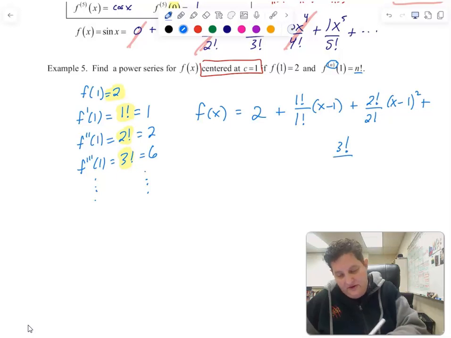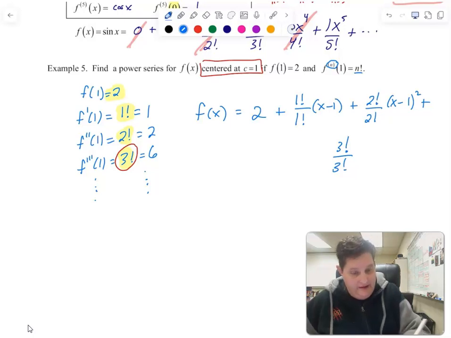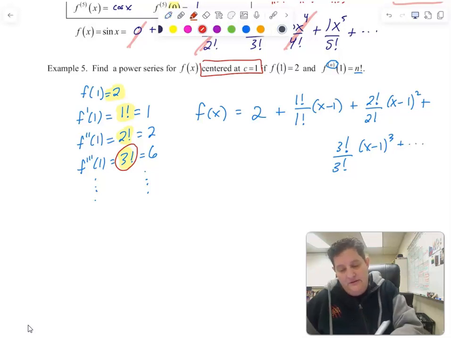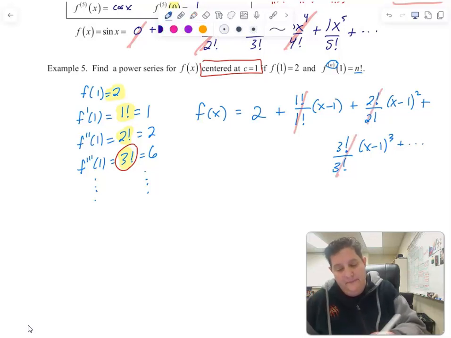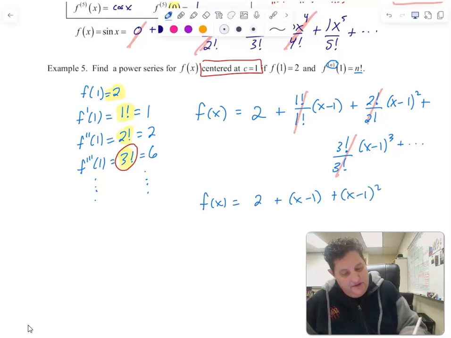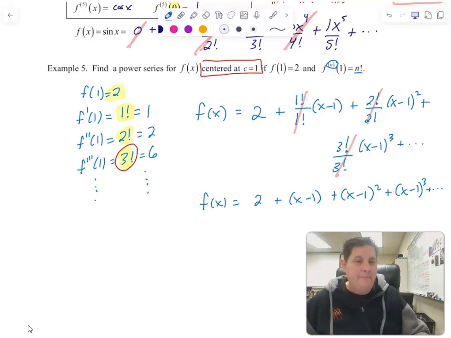And then it's 3 factorial over 3 factorial, and then x minus 1 to the third. And what you're going to notice, at least on this one, is that the 1 factorials, 2 factorials, 3 factorials all cancel out. Okay? So my power series is going to be 2 plus x minus 1, plus x minus 1 squared, plus x minus 1 to the third, like that. Does it want us to do anything with that? No, not really. We're good to put it like that.